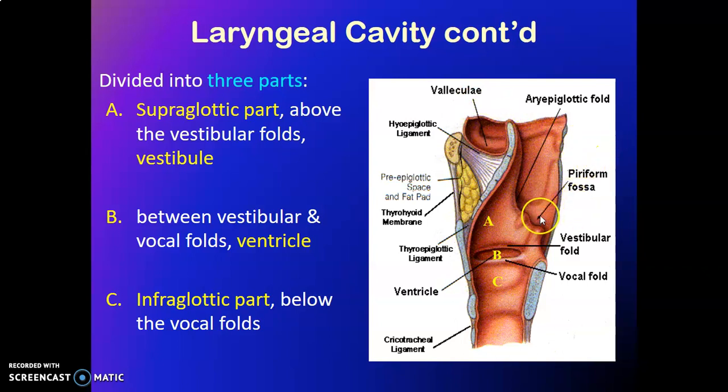So you have the piriform fossa, that's the posterior part of the laryngopharynx going on both sides of the larynx. So supraglottic part, the ventricle, and the infraglottic part, and all these are separated by the vestibular fold and the vocal fold.